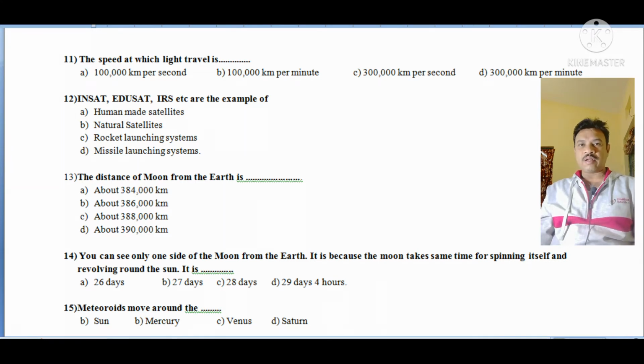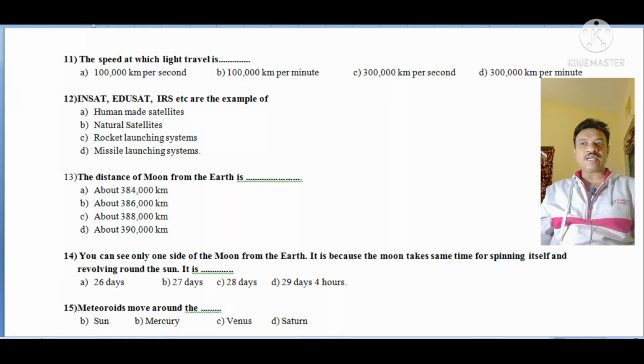Okay, so INSAT, EduSat, IRS, etc. are examples of what? Whether they are human-made satellites, natural satellites, rocket launching systems, or missile launching systems. So INSAT and EduSat, etc. are all educational satellites. Since they are human made, you should go for human made satellites, and one is the correct answer. It is not a natural satellite like the moon, which is a natural satellite.